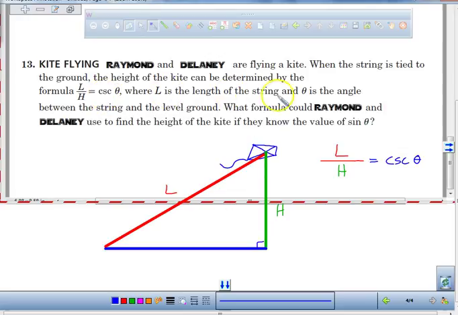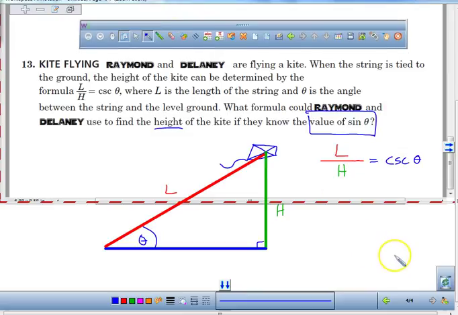Where L is the length of string and theta. There's theta. Now, what formula could Raymond and Delaney use to find the height of the kite if they know the value of sine? So I want you guys to go ahead and find the height if you know the value of sine. So here's your formula. Use your properties for trigonometry and try to solve it. Now, if you need to get inspired, you might want to just listen to the song where you're playing kite.